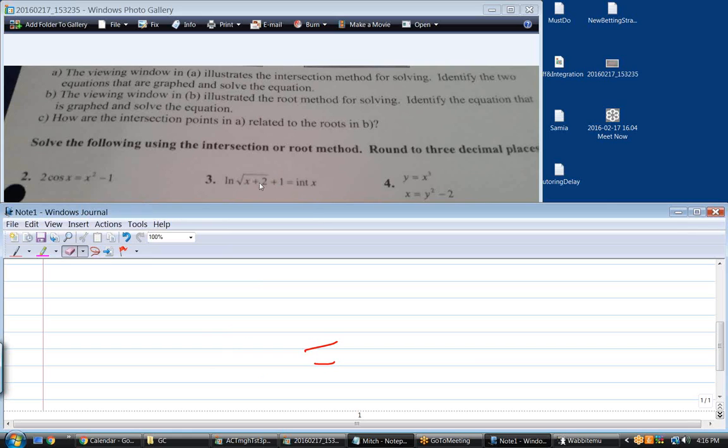You're going to do the same thing here as we did on number 2. This is going to be your first function, the left side of the equation. That's going to be your second function, the right side of the equation. And you're going to trace your cursor to the intersection point and find out where they intersect.